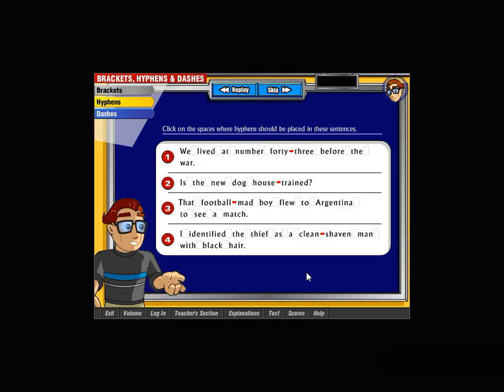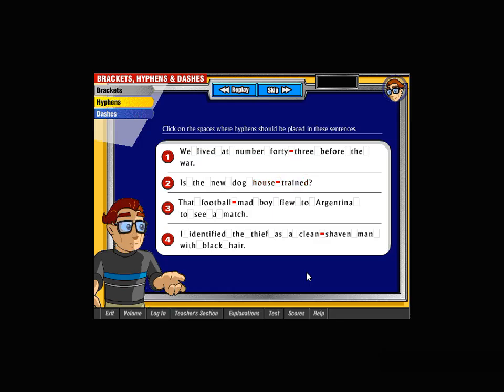The dog in example 2 should be house-trained. If you look at the sentence without a hyphen, is the new dog house-trained? We have an adjective, new, and two nouns, dog and house, which is very confusing. Joining house and trained makes a new compound adjective, house-trained.